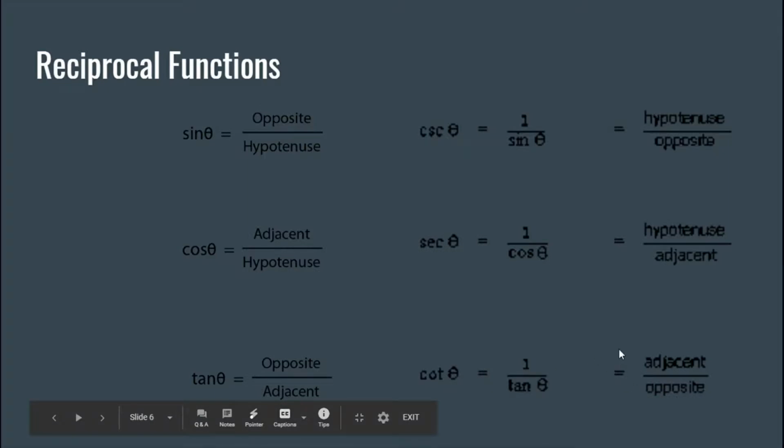And if you forget which one corresponds to which, just remember that each pair of reciprocal functions has a co on it. So sine, cosecant; cosine, secant; tangent, cotangent. So if you want the reciprocal function for sine, just know that it has a co attached to it, so it's cosecant, in case you forget.